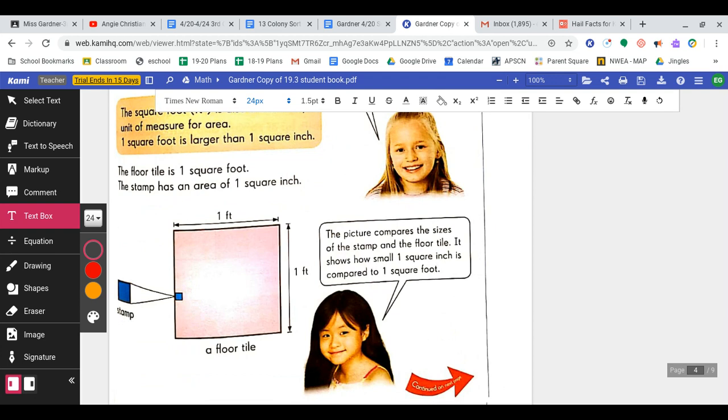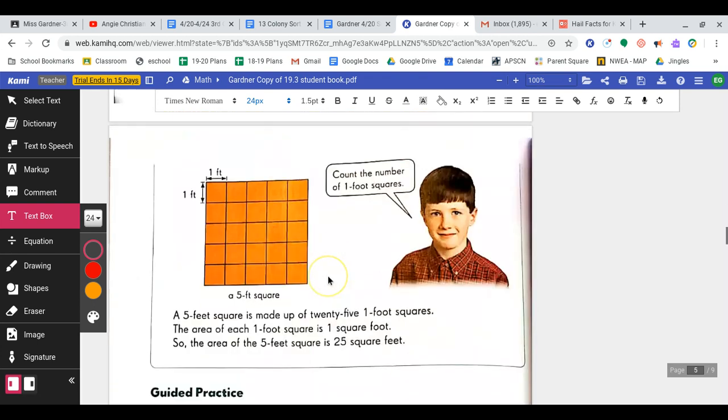Remember that 12 inches are in a foot? So it would be 1/12 of the length and 1/12 of the width. So it's actually 12 times 12 is 144. 1 square inch is 1/144th of 1 square foot. So it's much, much smaller. It would take 144 of these little stamps to fill the floor tile. This picture compares the two.